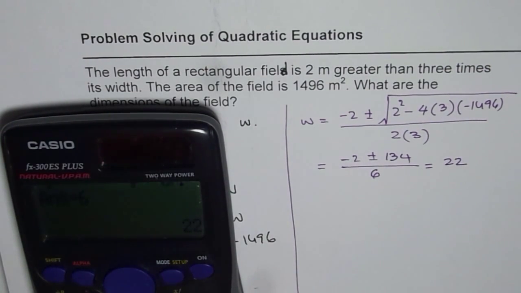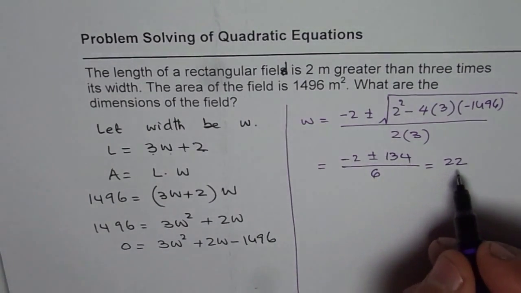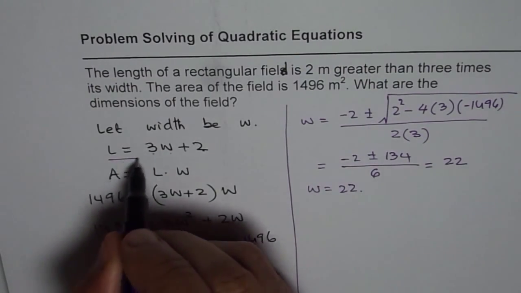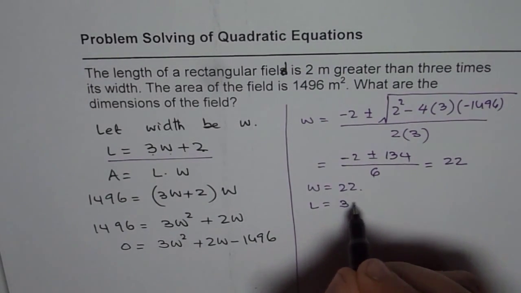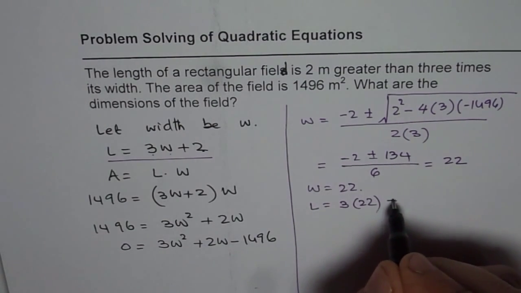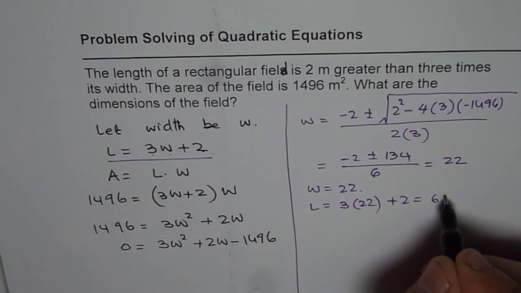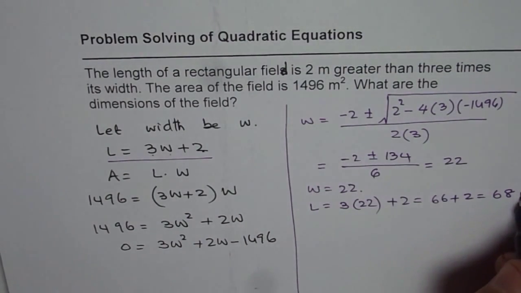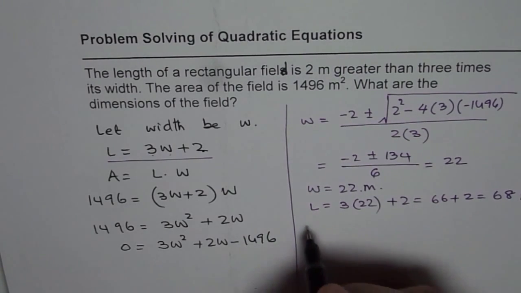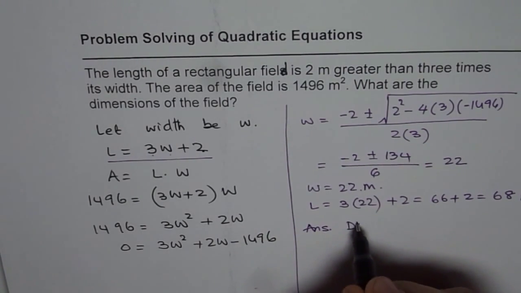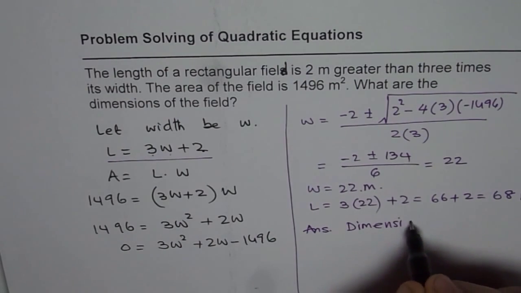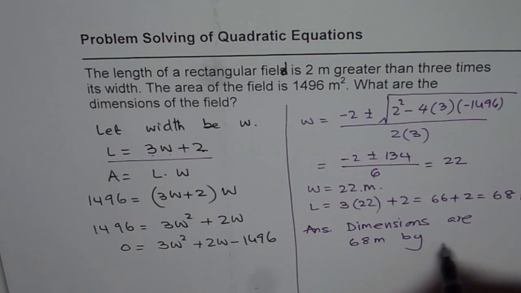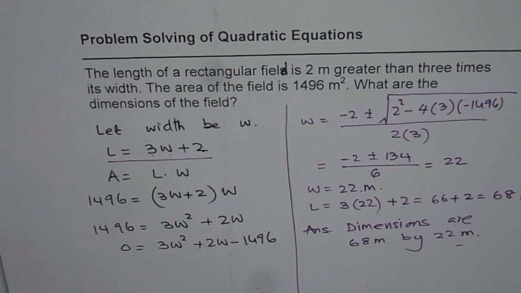Okay. So width for us is 22, right? So we get width of 22. If width is 22, we know length is equal to 3 times width plus 2, which is 66 plus 2, or 68. Units are meters for both, and therefore we can write down our answer that the dimensions are 68 meters by 22 meters. So that is how we can solve this question.